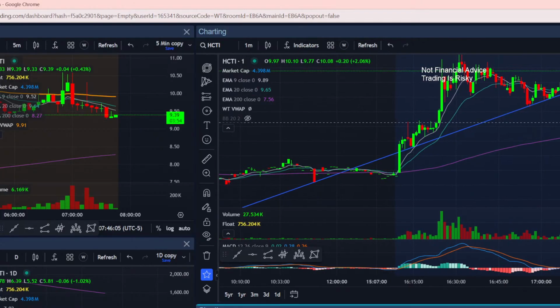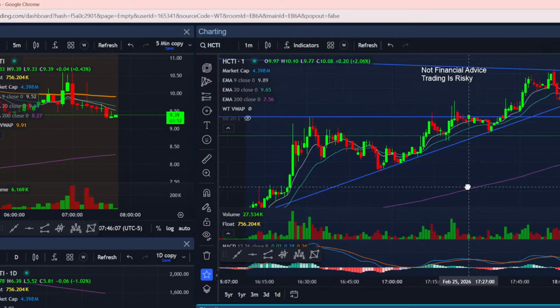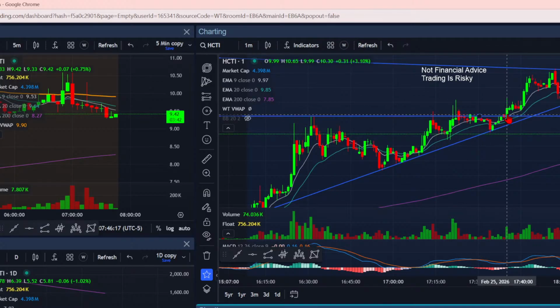All right, so I think you kind of get the horizontal line more. You see the resistance right here. You see how it touches, and it kind of touches again and it breaks. And then right here, it touches for the third time, but it stays above. So horizontal line is pretty cool. I like it.